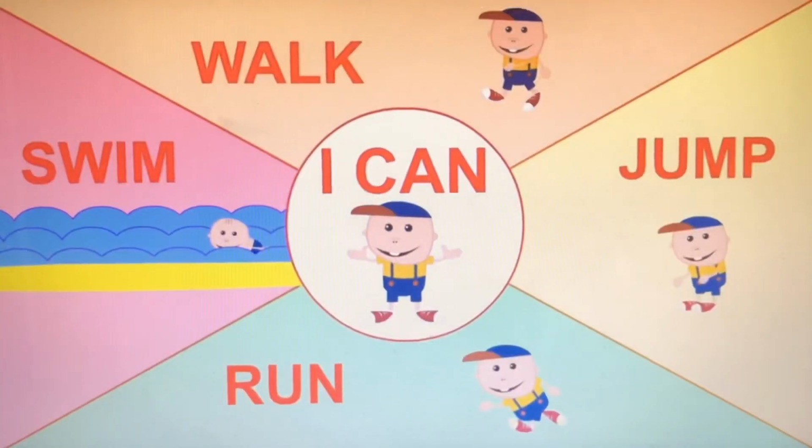Right here, we have this illustration of a little boy. This little boy has the ability to walk, jump, run, and swim. But we need to say it in complete sentences. Can you help me out?